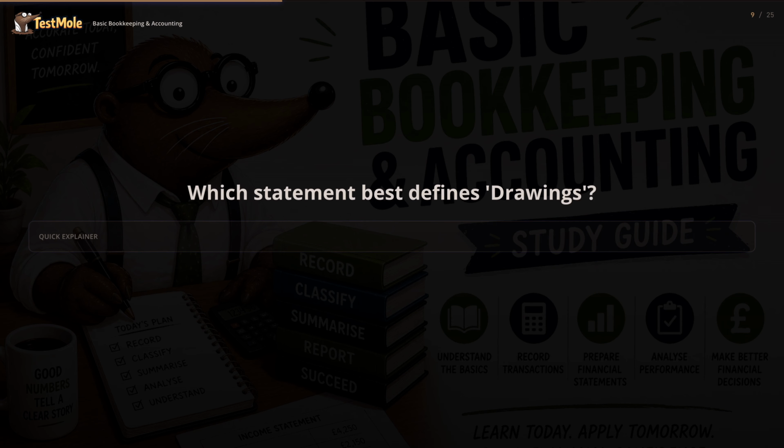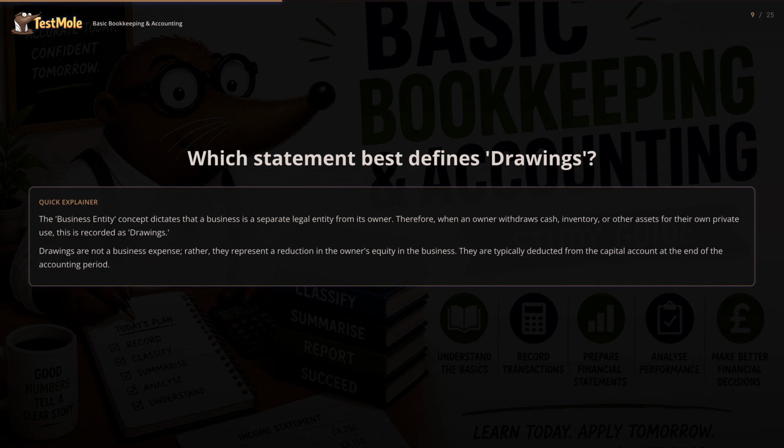Which statement best defines drawings? The business entity concept dictates that a business is a separate legal entity from its owner. Therefore, when an owner withdraws cash, inventory, or other assets for their own private use, this is recorded as drawings. Drawings are not a business expense. Rather, they represent a reduction in the owner's equity in the business. They are typically deducted from the capital account at the end of the accounting period.